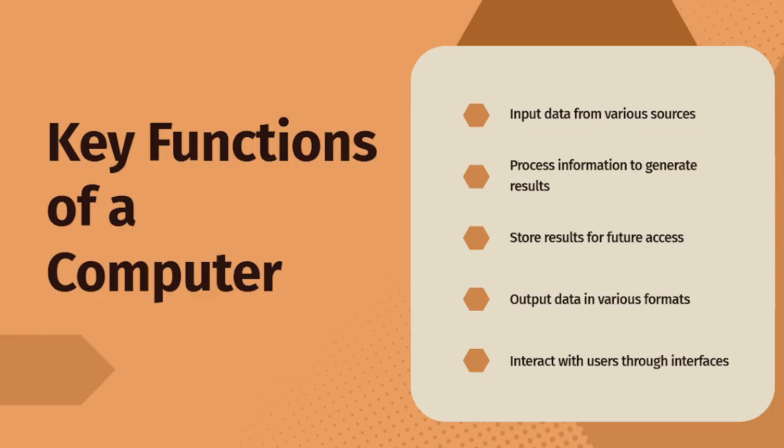Then it processes information to generate results, the desired outcome, and stores the result for future access. So the result that you want to get, you can literally store it. Then it outputs data in various formats. It will be on your display monitor, it will be a printout, or anything that you wish, and then it interacts with users through interfaces. So those are the key functions of a computer.